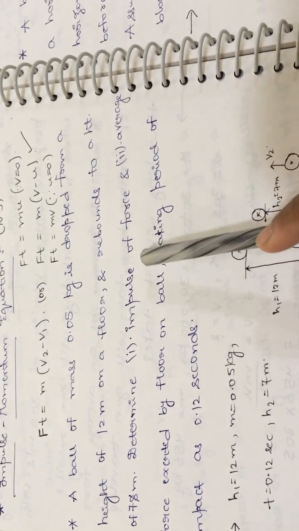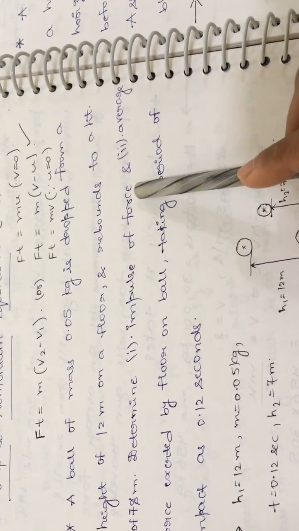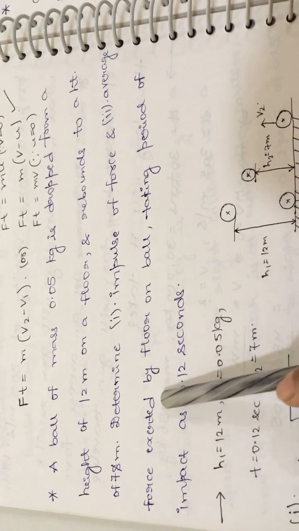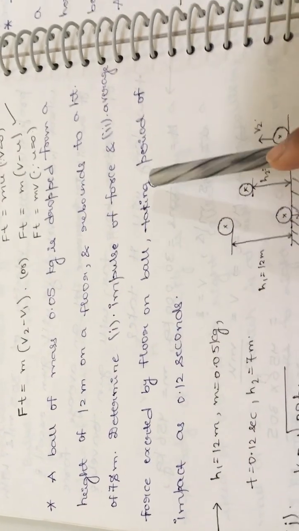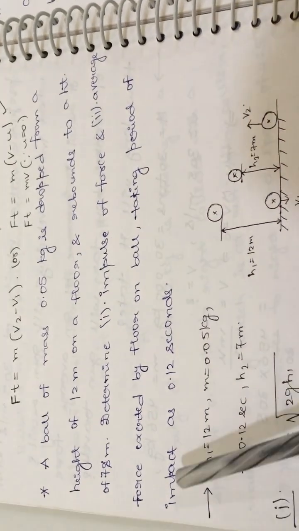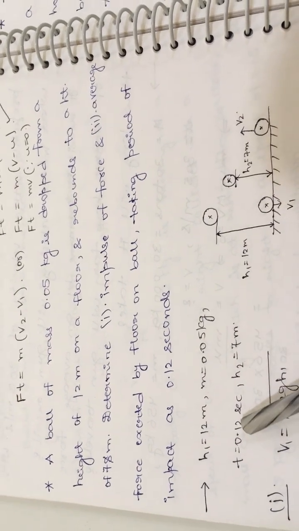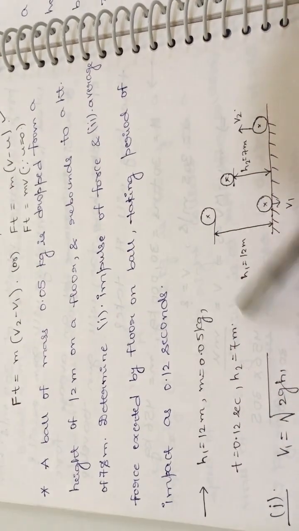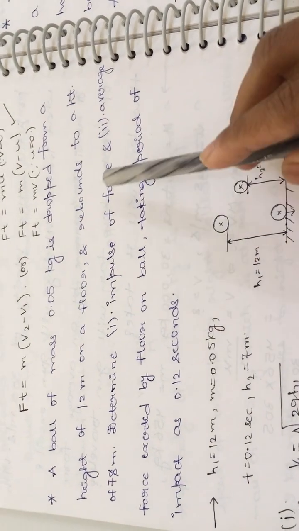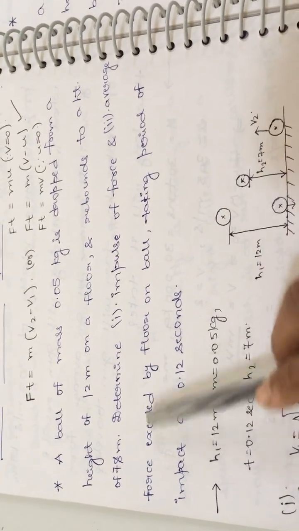And here there are two bits. We need to calculate the impulse of the force and the average force exerted by the floor on the ball, taking the period of impact as 0.12 seconds. So the time value is given as 0.12 seconds. Two height values, the mass value and the time value are given.